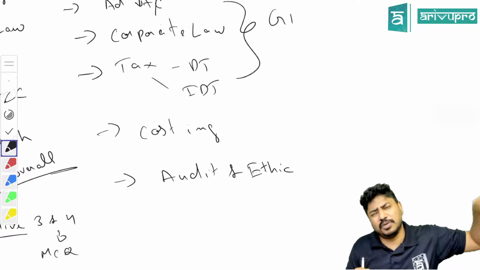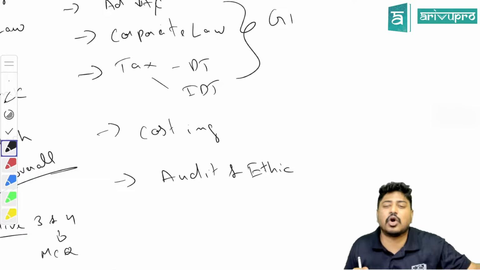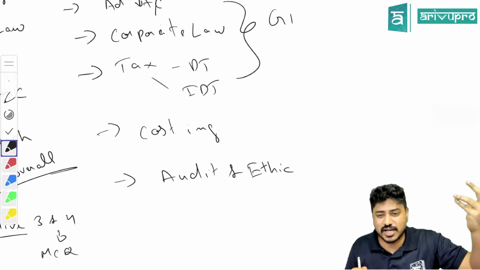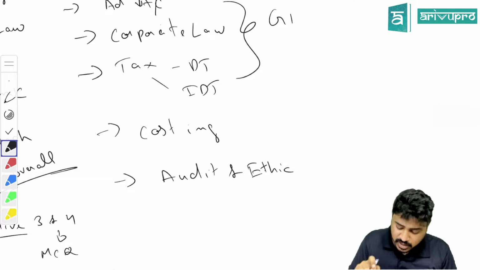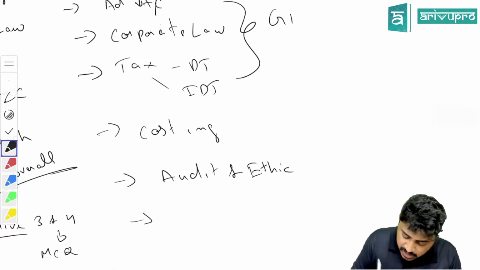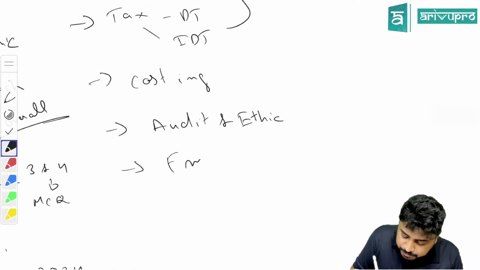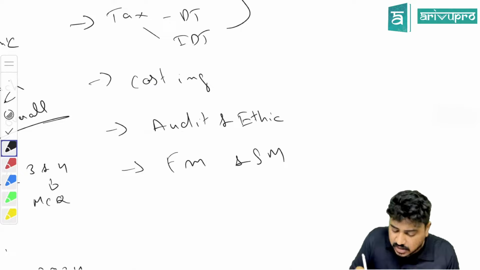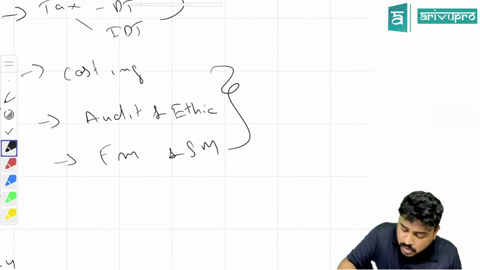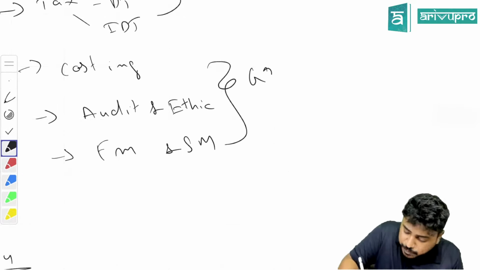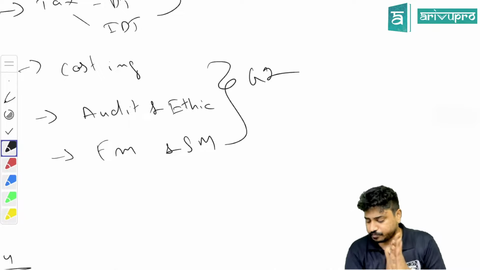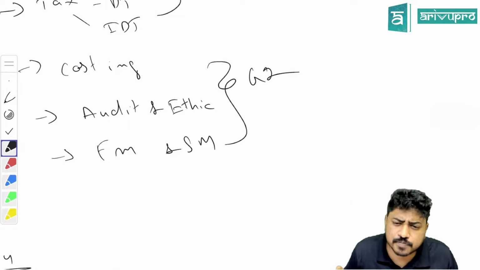Before IPCC, we called it corporate law and business law. It was there, corporate law and ethics. Now they brought back the ethics. And last, FM and SM. These are the 2 papers which they have brought. Okay. So this is group 2. Are we clear?